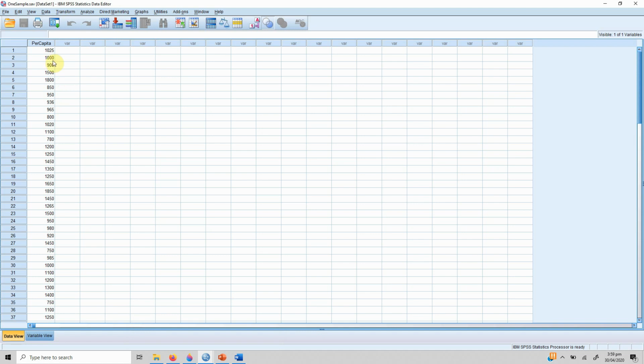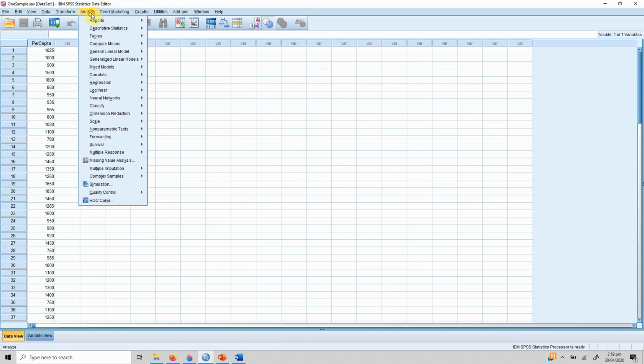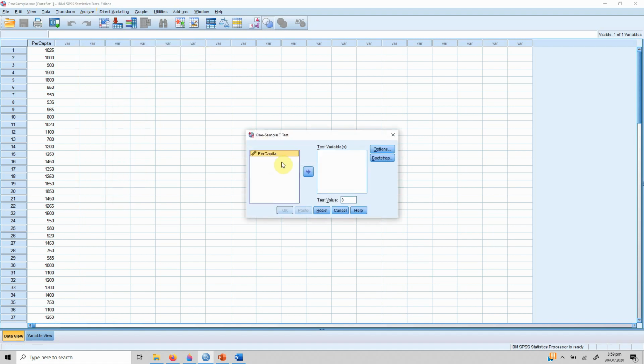Here is our sample data, that is per capita income, collected from a city, from 100 people. In order to run the one sample t-test, we will go to Analyze, Compare Means, and then One Sample T-Test. We are interested in evaluating whether the sample represents the population or not, and the data drawn is per capita, so we put it in test variable. The test value is the per capita income of the population, which is the mean of the population. So that is $1,000. You don't need to do anything else, just press OK.